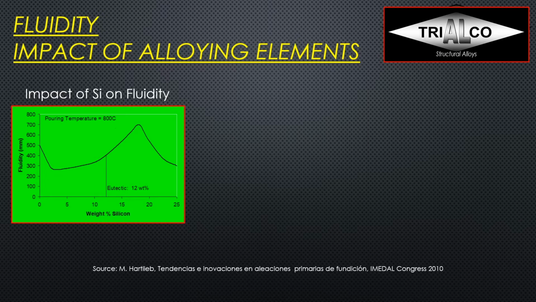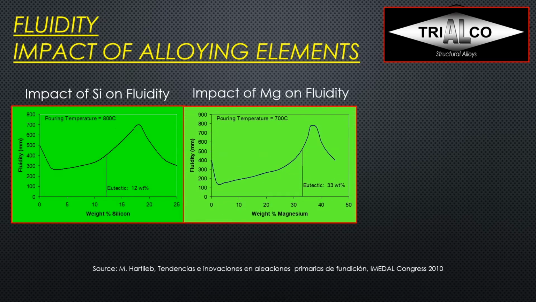And at the eutectic point, I have recovered very good fluidity already, but if I wanted to have the best fluidity, I would actually go to an 18% or so silicon level, which is exactly what we see in the typical hyper-eutectic alloys of the 390 family.